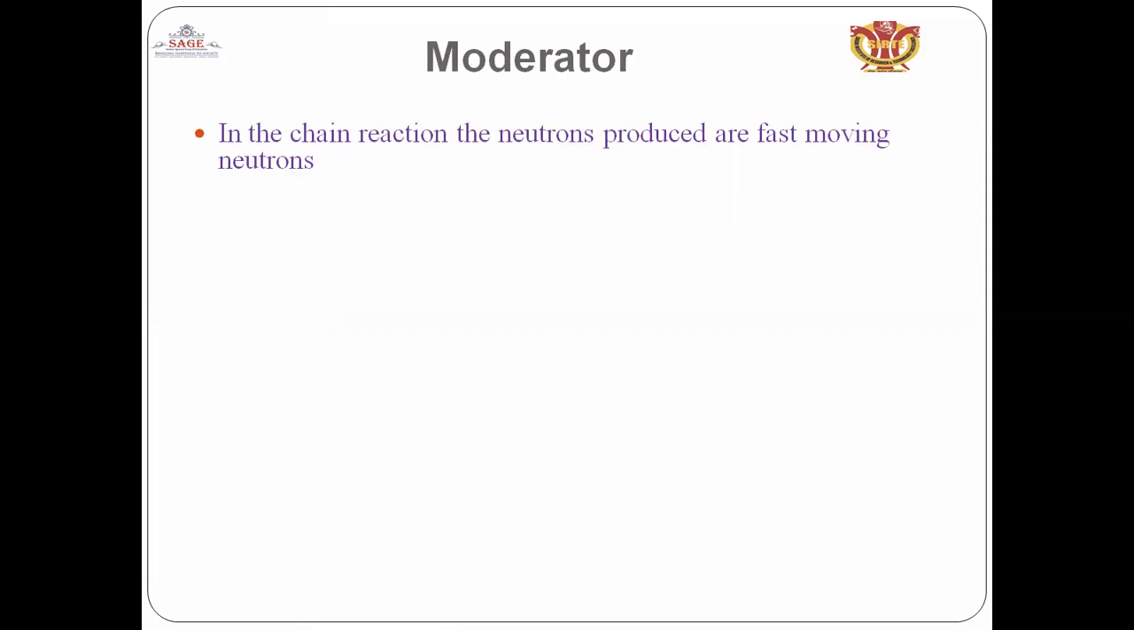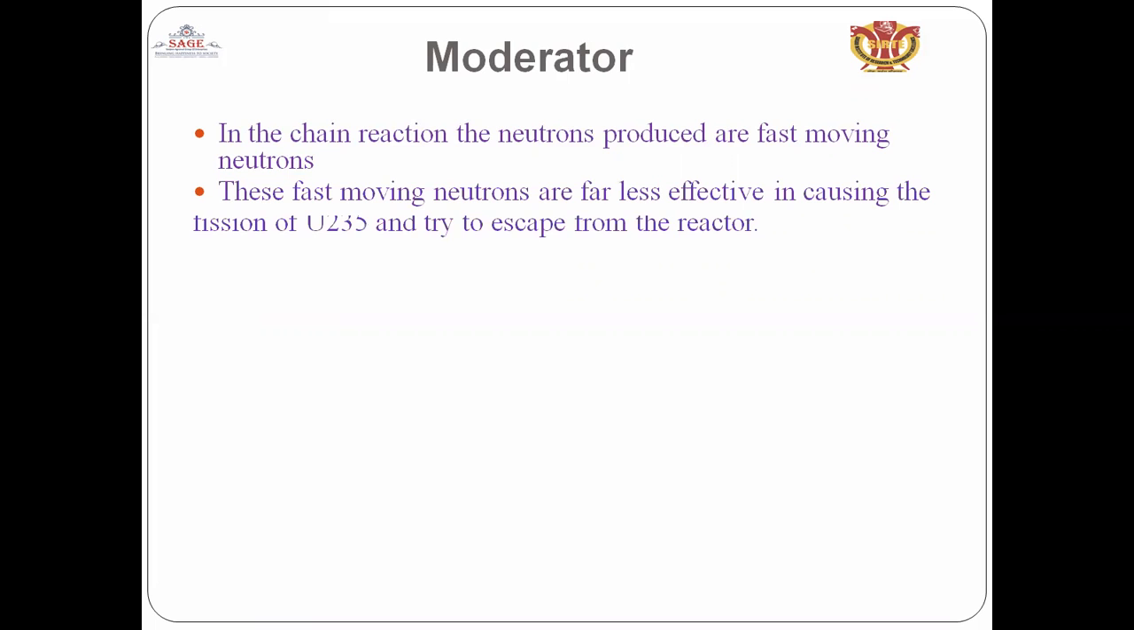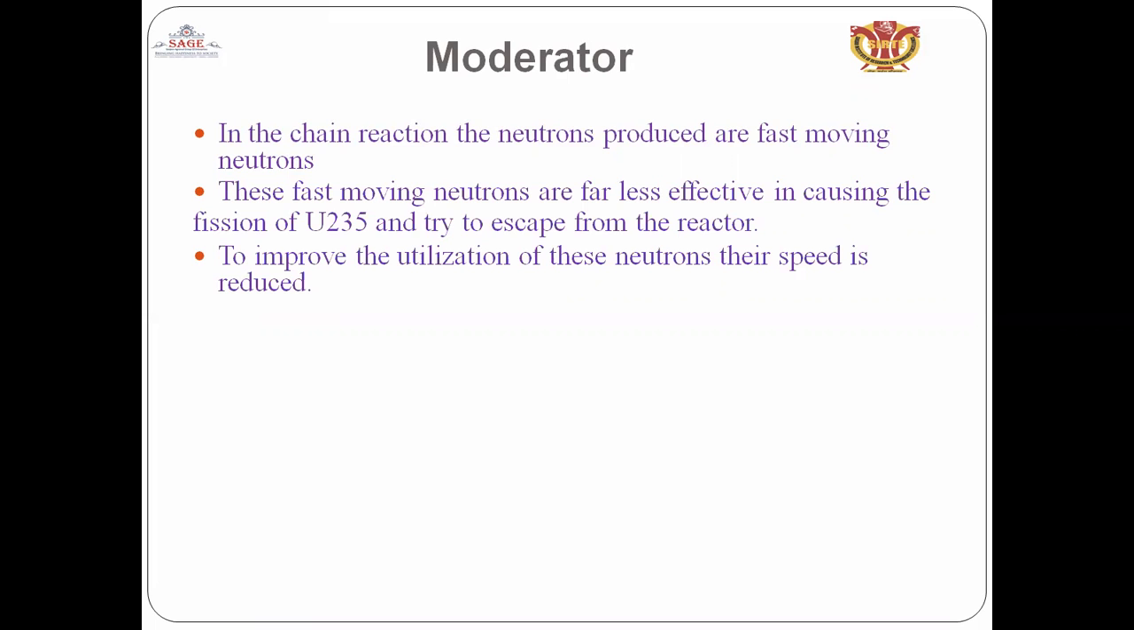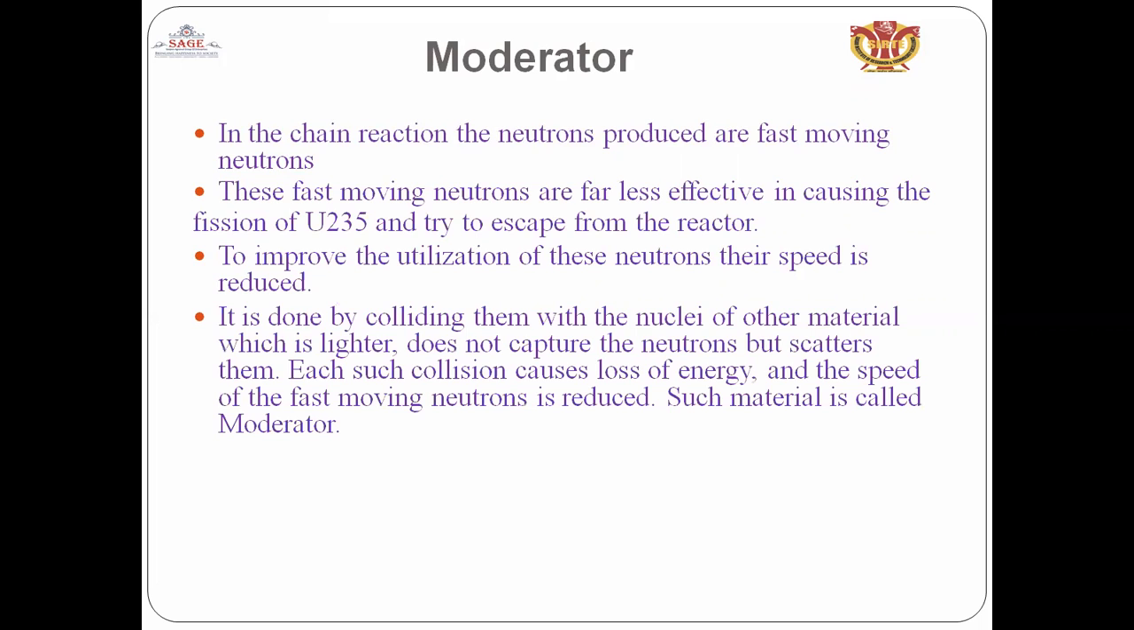Moderator. In the chain reaction, the neutrons produced are fast-moving neutrons. These fast-moving neutrons are far less effective in causing the fission of uranium-235 and try to escape from the reactor. To improve the utilization of these neutrons, their speed is reduced. It is done by colliding them with the nuclei of another material, which is lighter, does not capture the neutrons but scatters them.